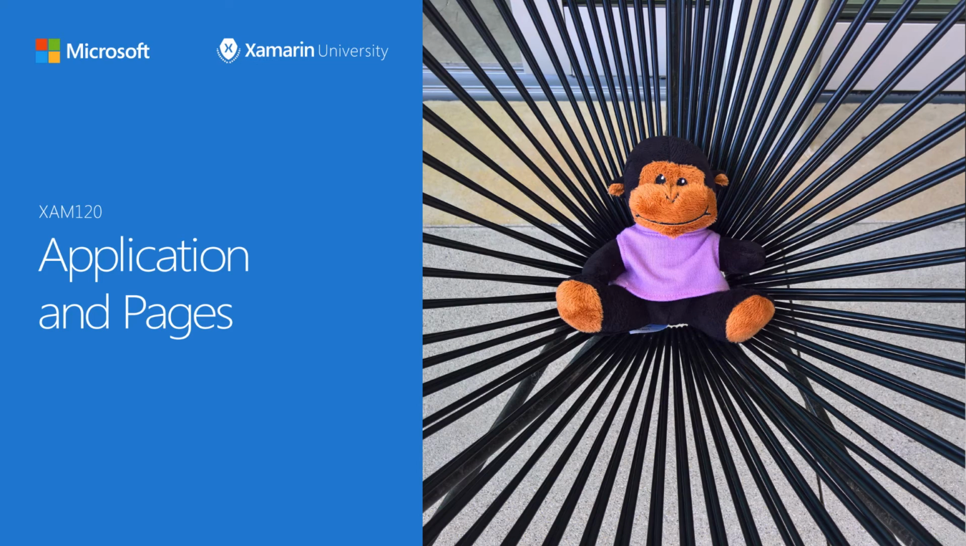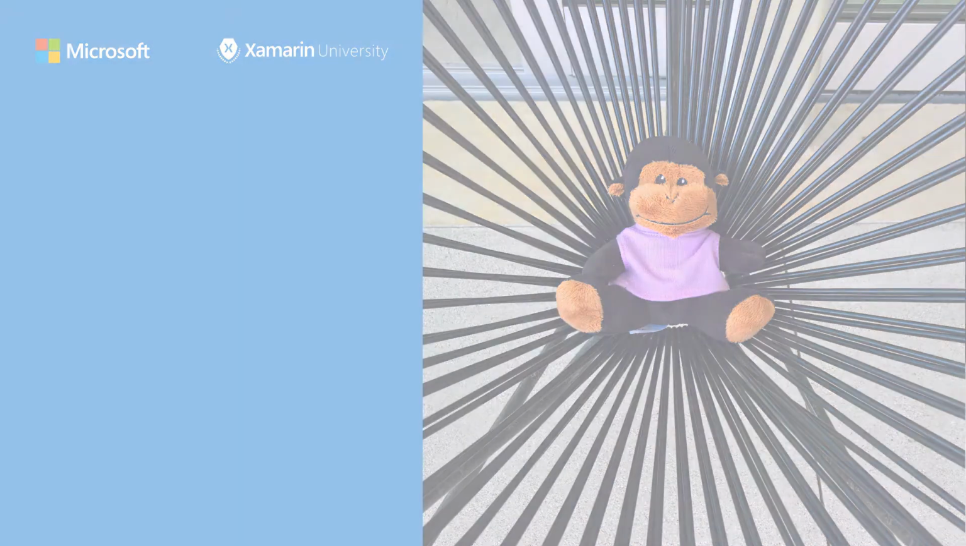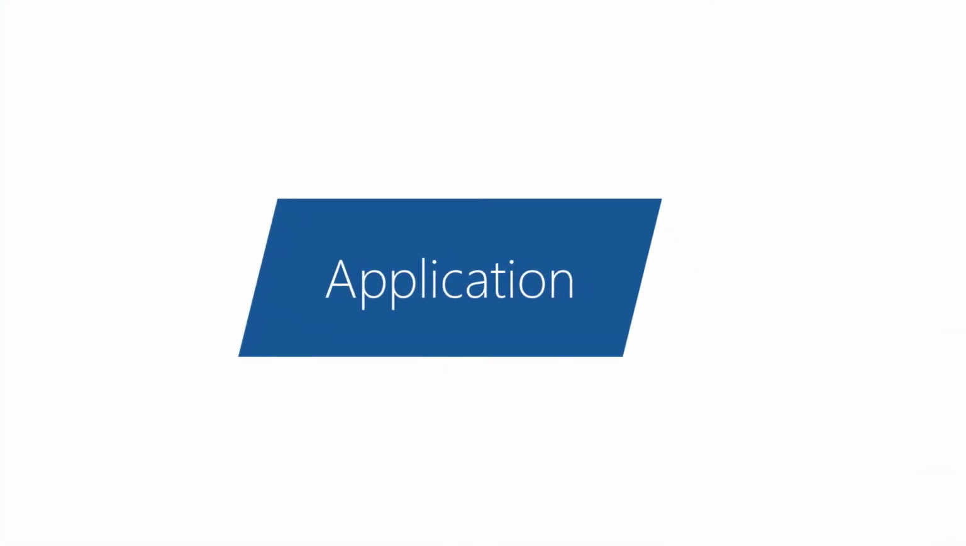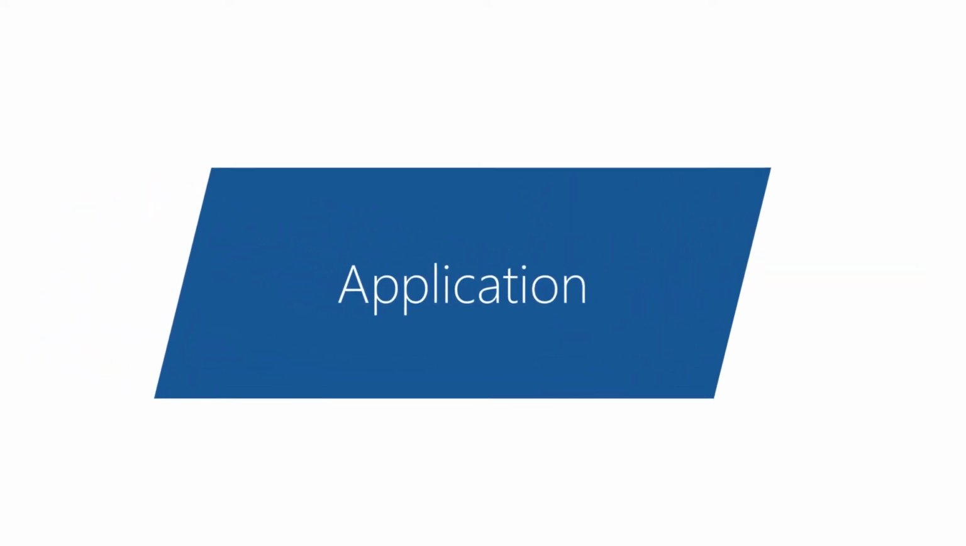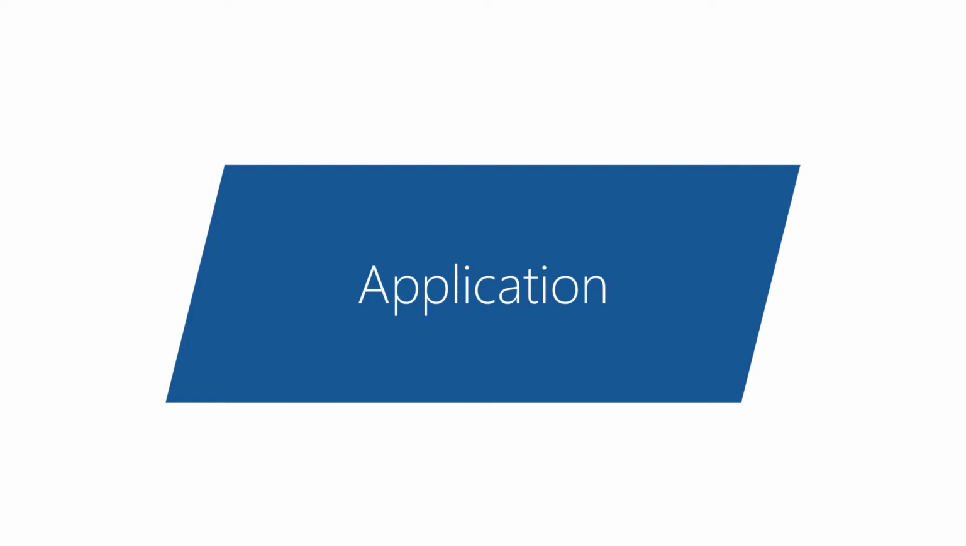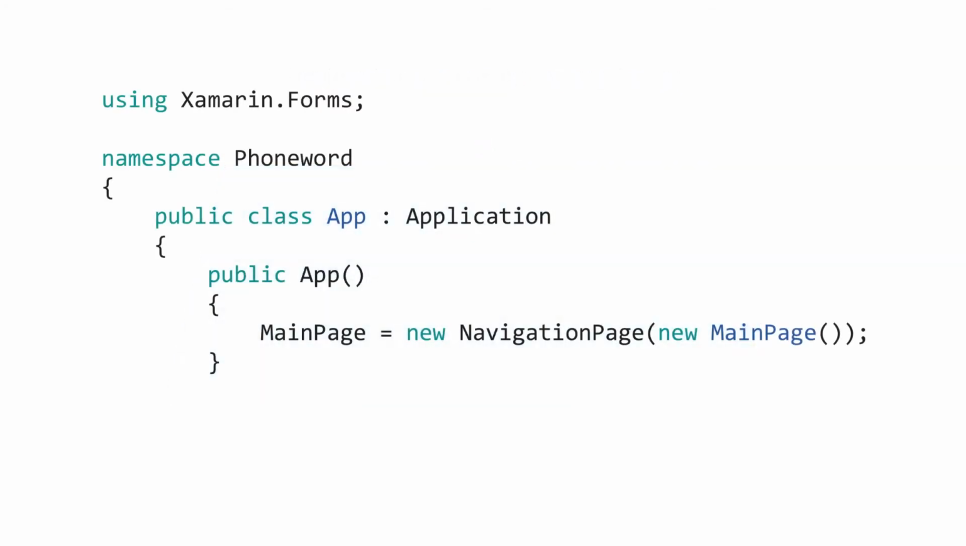In this video, we're going to look at the components that make up a Xamarin.Forms application. There are two types you will work with in the cross-platform code to build your Xamarin.Forms app: the application class and pages. The application class is the cross-platform entry point to your app. It is located and used by the platform-specific code to initialize the application. And the project template will always create a derived class from the application type. It will point to the first page of the application.